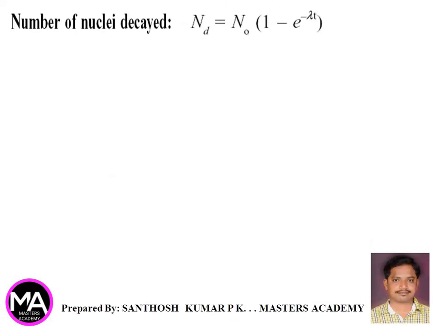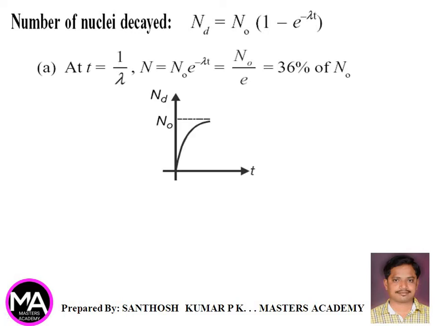Next, number of nuclei decayed. So now the total number of nuclei decayed after time interval t is given by N d is equal to N naught into 1 minus e to the power of minus lambda t. At t is equal to 1 by lambda, that is at the time which is equal to the reciprocal of the disintegration constant, we know that N is equal to N naught into e to the power of minus lambda t, that is N naught by e, which is equal to 36% of N naught.